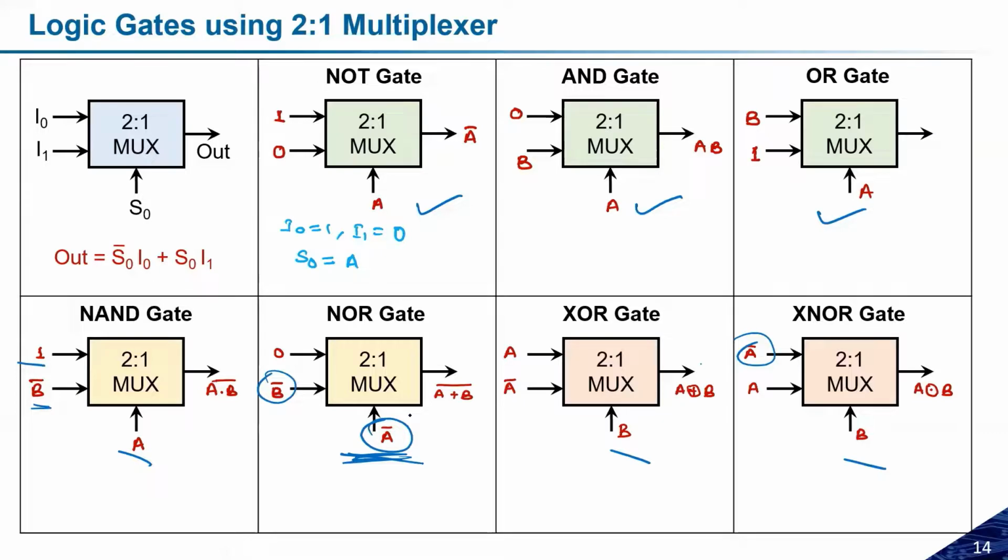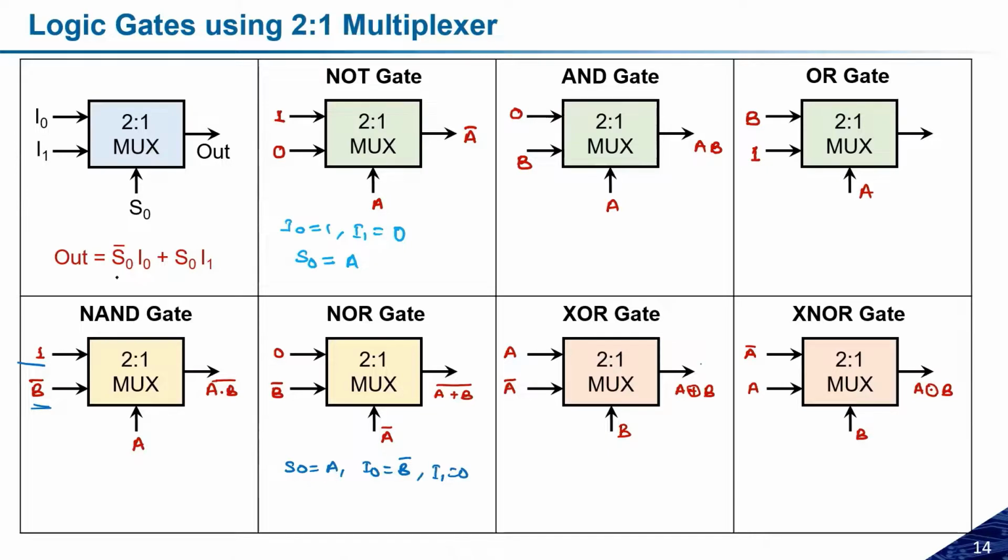So maybe you can simplify in such a way that you need some minimum hardware, or a single inverter can solve your purpose. So try to check it out. If you put S not as A and I not as B bar, and I one is equal to zero. So let us try to see whether it is possible or not.